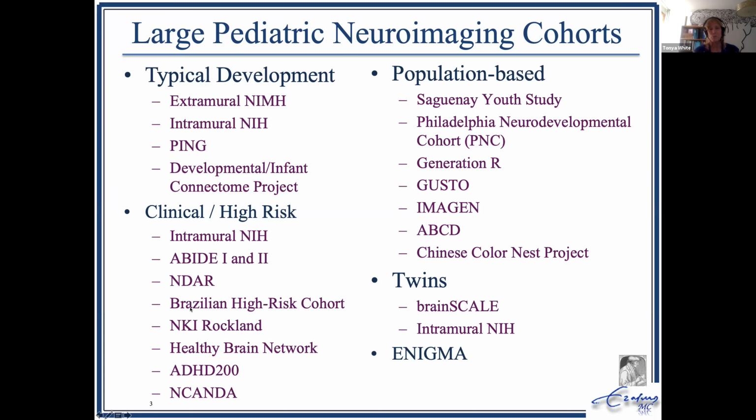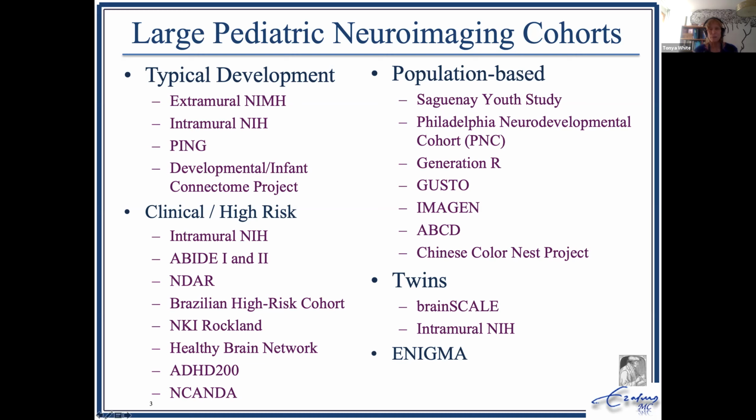There are clinical high-risk studies, for example ABIDE, which is autism, and ENDAR, which is a group of many, a database of studies. There's the Brazilian high-risk cohort, and a large number of really large studies looking at high-risk populations. There's twins, and of course ENIGMA, but there are these studies that are population-based. And population-based really is trying to, the inclusion criteria is to try and be as generalized as possible for the population that you're studying.